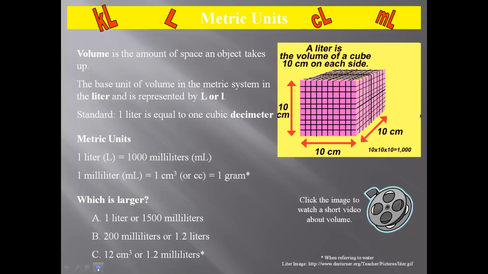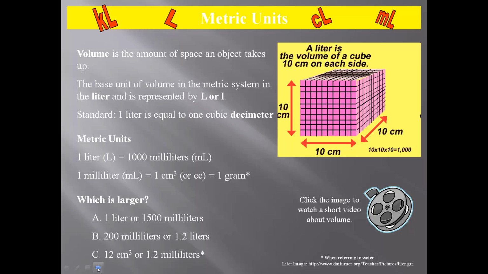The big units we're going to use are going to be the liter, which is 1,000 milliliters. If you look at bottles of pop, they talk about milliliters, like 590 milliliters in a bottle of pop, or 1 liter bottles. But when you start talking liter, it's 1,000 milliliters. 1 milliliter, or ml, can also be referred to as 1 cubic centimeter, or cc.